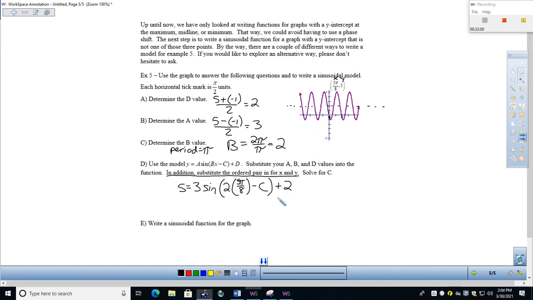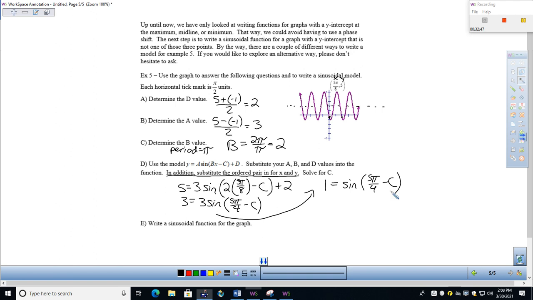So everybody, if you would, from the outside in, subtract 2. So I get 3 equals 3 sine, and I'm going to put these together, by the way. It looks like 2 times 5 pi, that would be 10 pi over 8. 10 pi over 8 reduces to 5 pi over 4 minus c. I like that. Everybody, if you would, divide by 3. So when I divide by 3, I get 1 equals sine of 5 pi over 4 minus c.